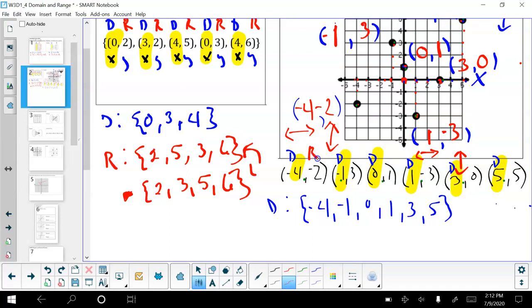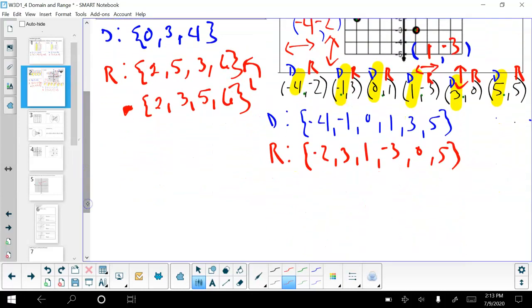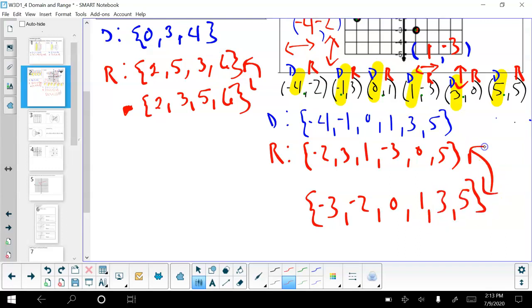My range numbers are the second ones in each pair. So I'm going to label them, and I'm going to write out my range values. So -2, 3, 1, -3, 0, and 5. And these, once again, are not in order from low to high. So if I rewrite them in order, I would get -3, -2, 0, 1, 3, and 5. And again, these are the same. It's just that this one is sometimes considered a better answer because it's in order.